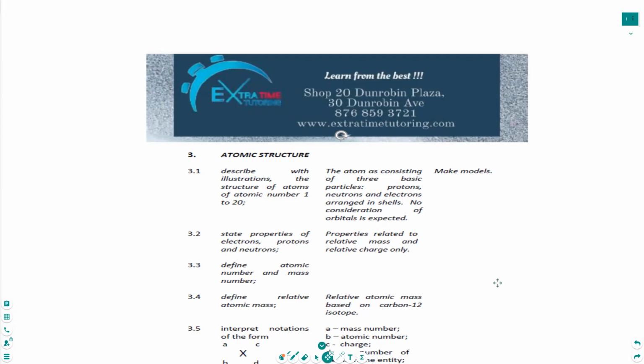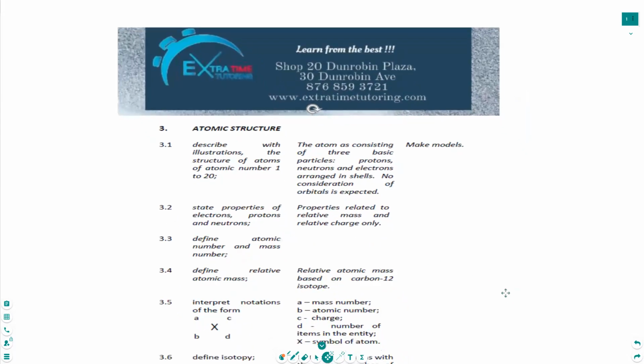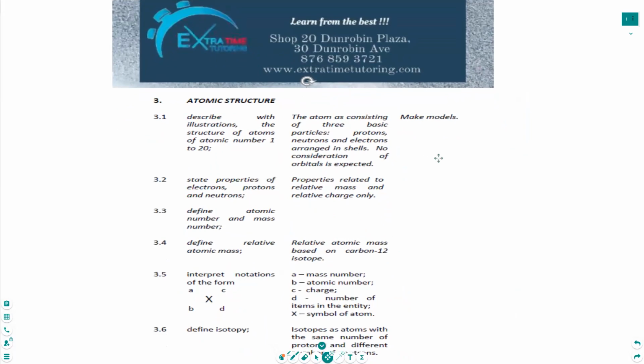So one of the first topics that were listed was atomic structure. So I have gotten the objectives from the syllabus. Really and truly, when you are studying, you must study with the syllabus, because you have to see what the objectives underneath that topic are so that you cover it adequately.